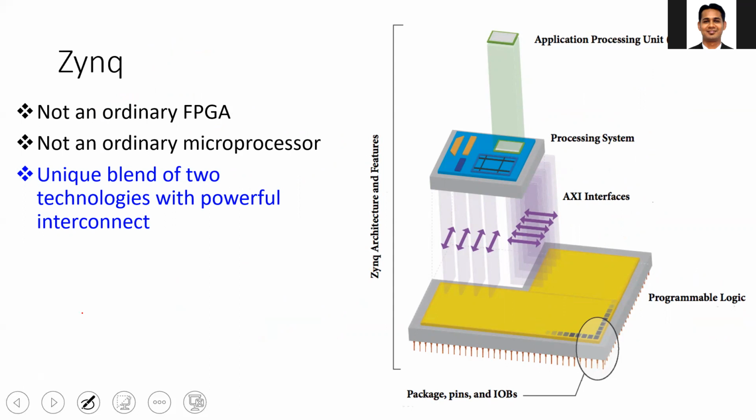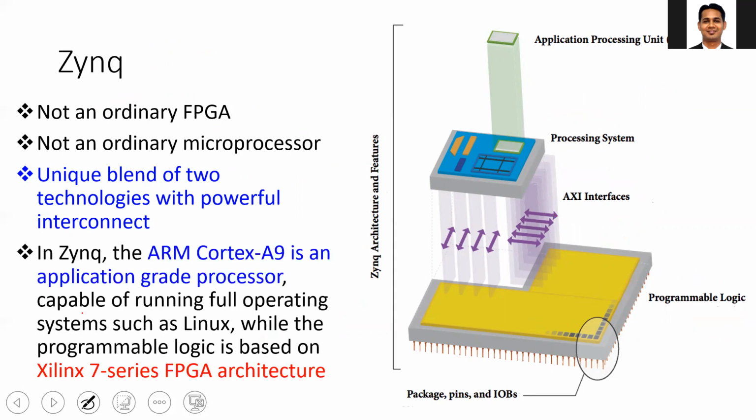So coming back to the Zynq SoC, it's a unique blend of two technologies with the powerful AXI interconnect. In the Zynq SoC, you use the ARM processor, which is the dual-core Cortex-A9 processor, which is an application-grade processor. It has been used in mobile phones and tablets around 2008 to 2012. So it has been used in real mobile phones as well as tablets, and it can run a complete operating system like Linux on its own.